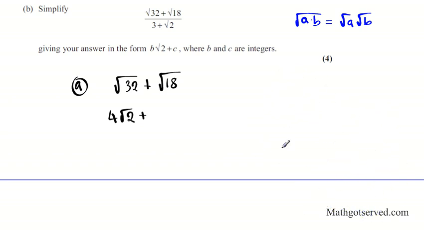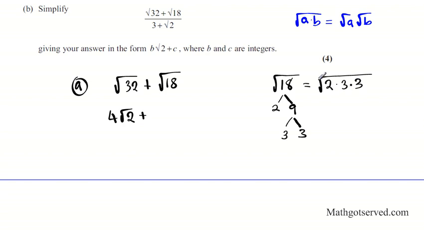Alright, so for the square root of 18, we're going to break 18 down completely as much as we can, using only prime factors. Okay, so 2 comes out of 18 9 times, and then 3 comes out of 9 3 times. Alright, so 18 is 2 times 3 times 3.